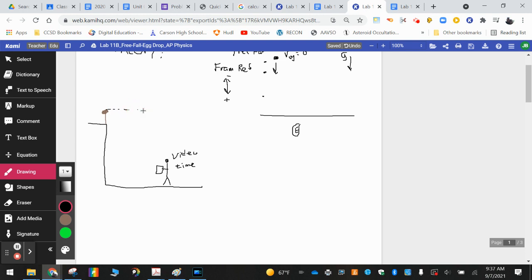This is our imaginary reference line here. Now, I'm going to pretend like this is a Dixie cup. Here's our Dixie cup here. And now, we want to put the egg inside the plastic Ziploc bag.